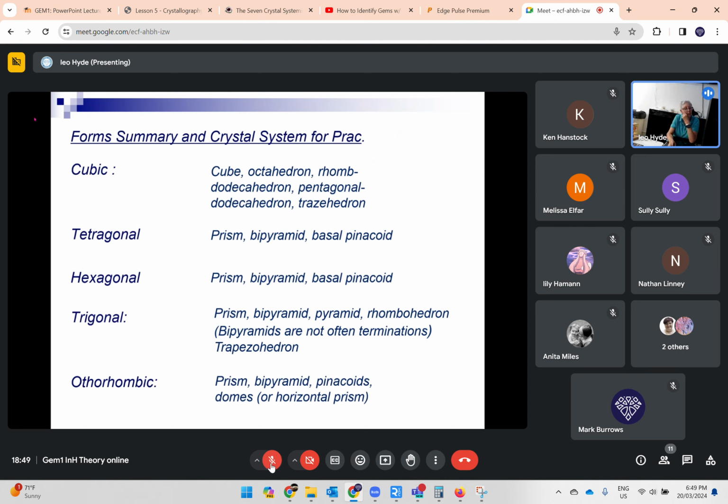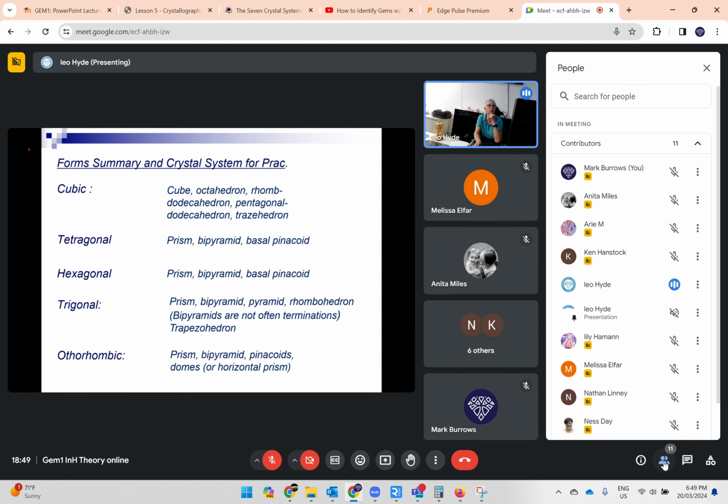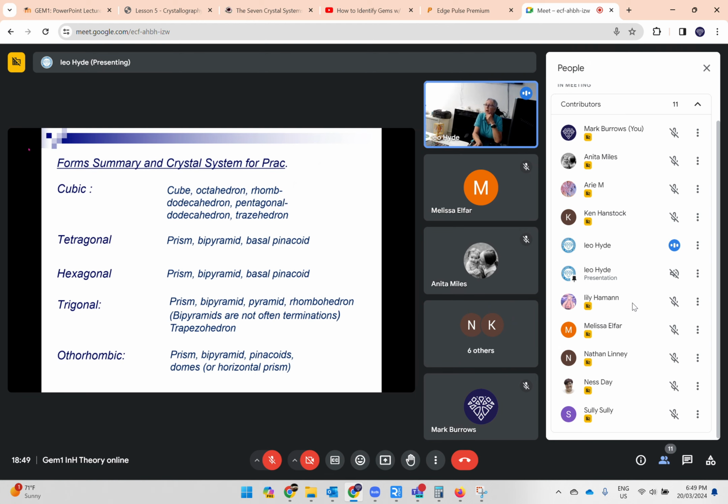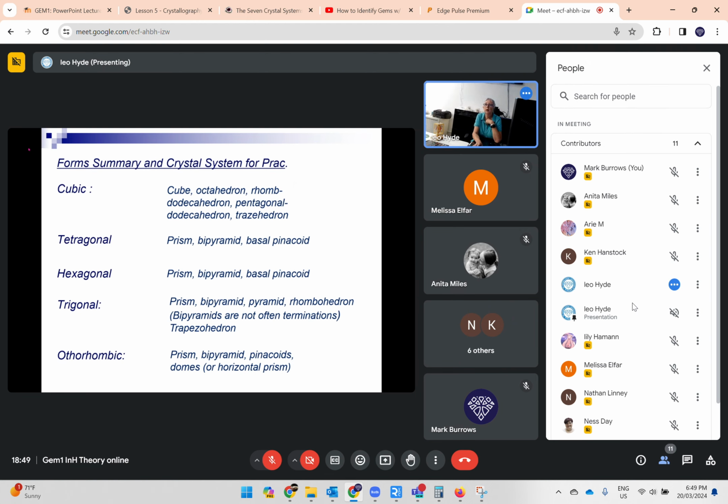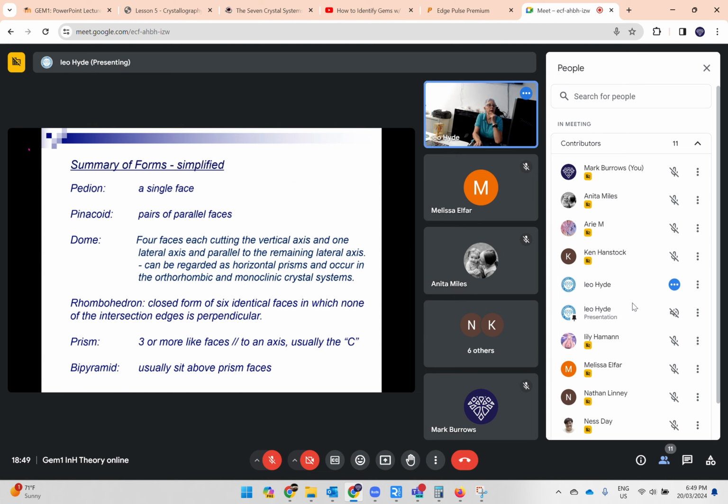And when we get to orthorhombic, we can have prisms if there are 3 or more faces the same. If there's only 2 the same, we get to pinacoids, and then we can have domes, which is the older way of describing it. And if you don't want to talk about domes, you can talk about horizontal prisms, which is a bit more difficult to explain, but you can do that later on once you get to know it.